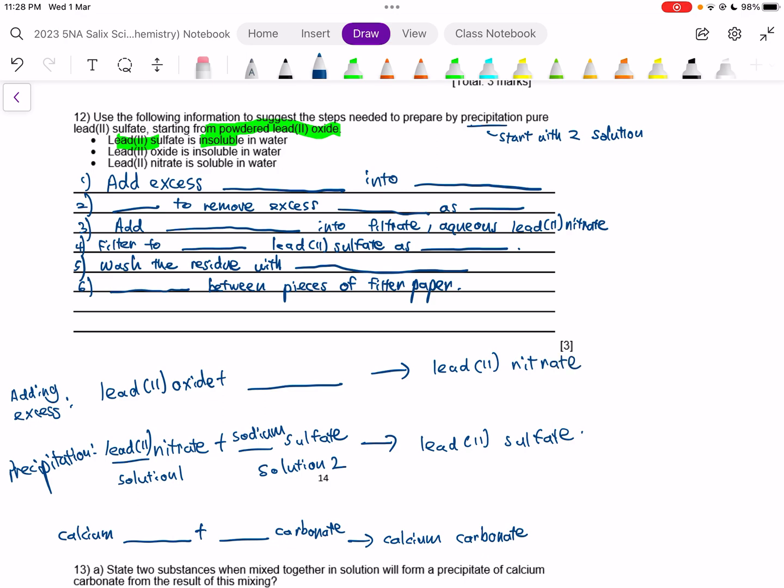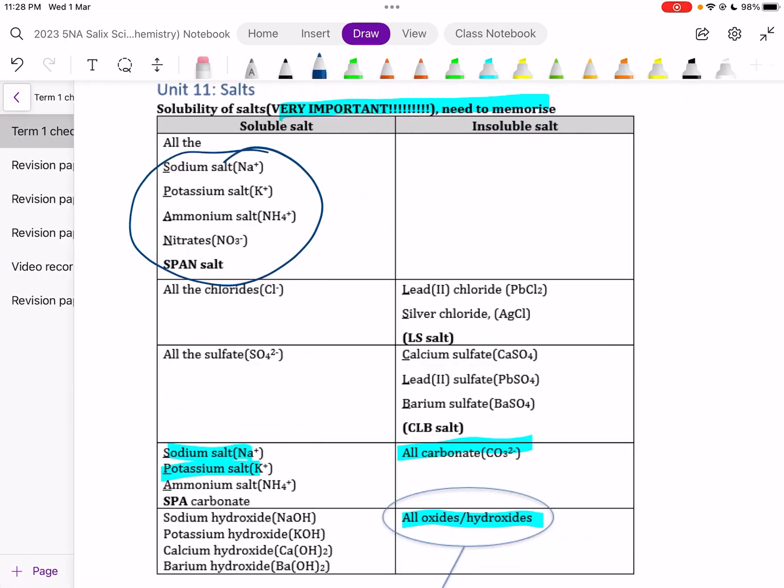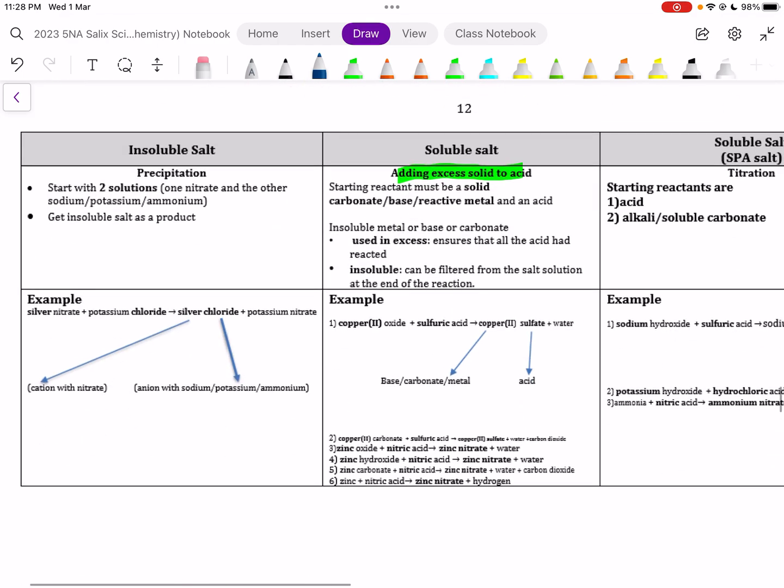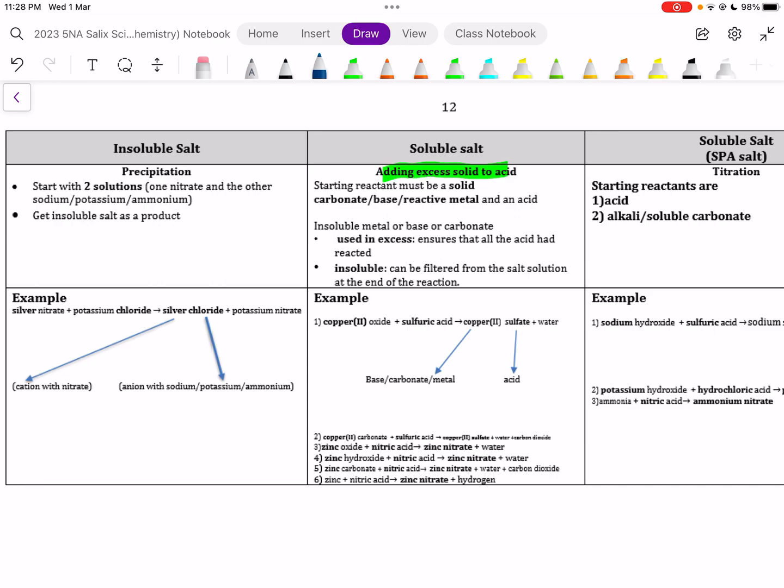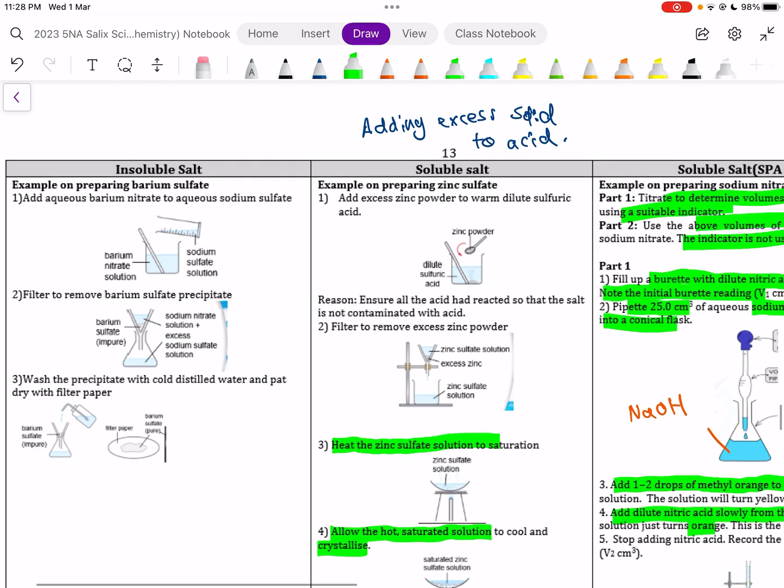So this part involves adding excess because you are told lead 2 sulfate is insoluble, meaning to say it will be a solid. You're adding excess solid to acid. So this will be like a hybrid between 2 salt preparation methods. So adding excess, whereby the carbonate, base or reactive metal is added to acid. So the steps are all here.